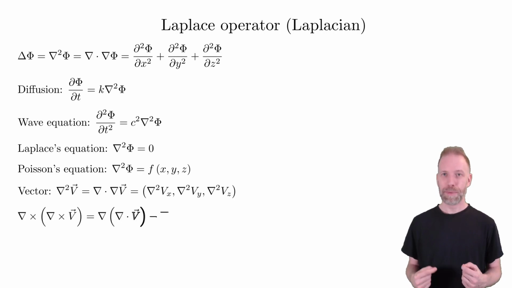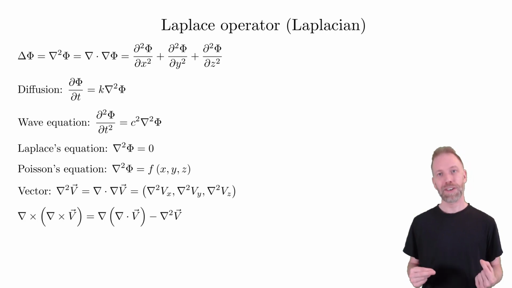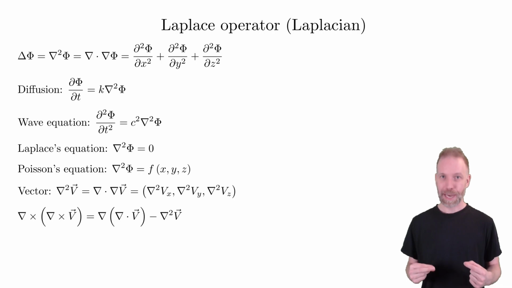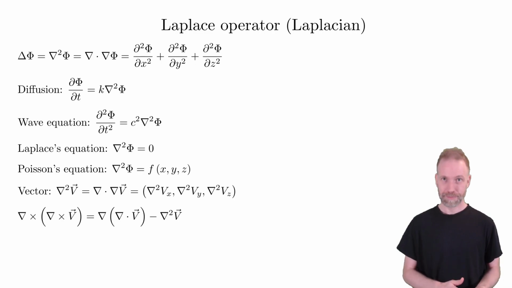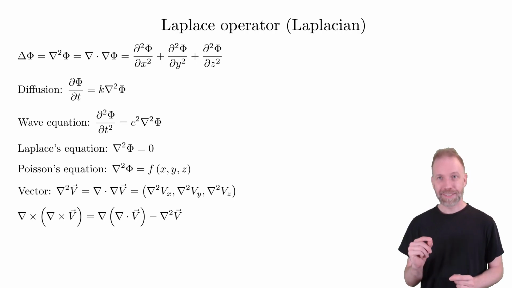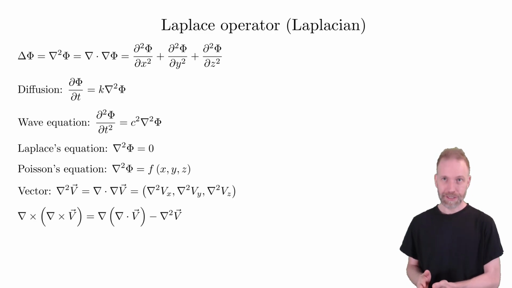The last equation I will mention is that the curl of the curl of V is the gradient of the divergence of V minus the Laplacian of V. This follows the same pattern as the back-cab rule we learned for the vector triple product. It's important to know that the gradient of the divergence is different from the Laplacian. Hence, when you work with vectors, be extra careful and remember that the Laplacian is the divergence of the gradient.